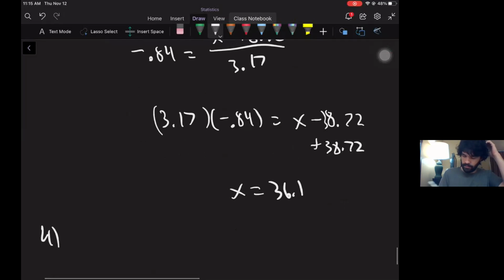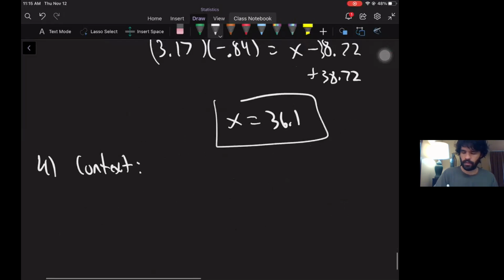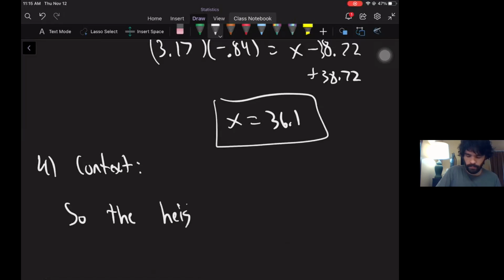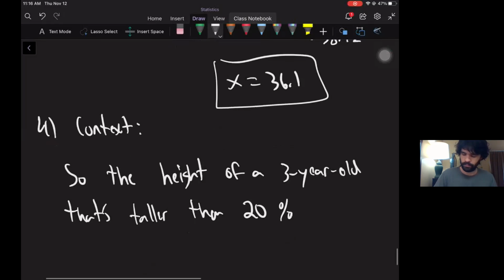So then finally, the last step is, of course, context. Answering the question in actual context. So what does this 36.1 represent? Well, it's the answer to our question. So the height of a 3-year-old that's taller than 20% of the other 3-year-olds is this height, 36.1. Okay, so that's it. Hopefully not so bad.